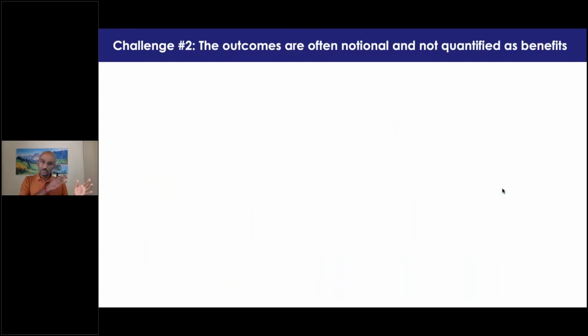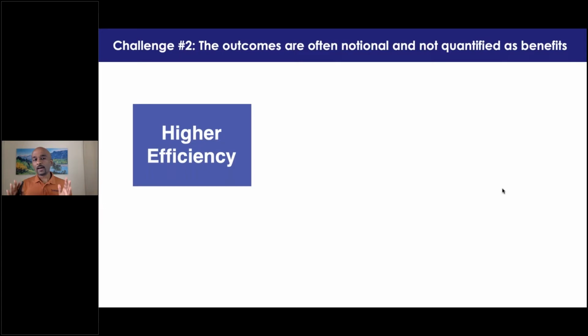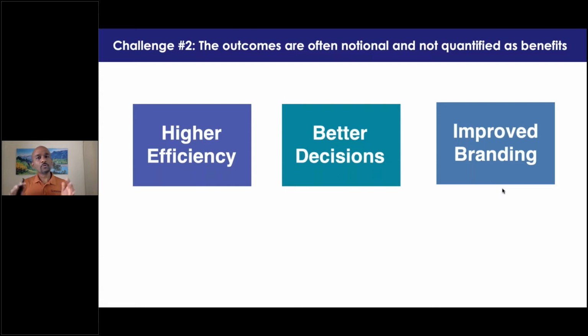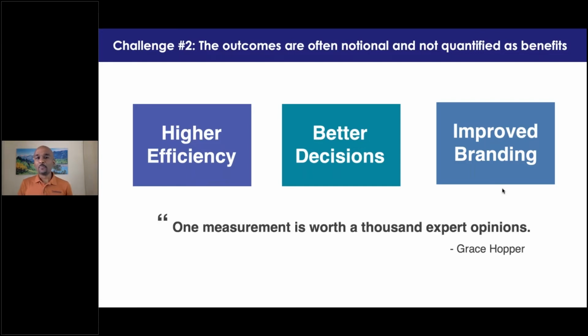Challenge number two, when you manage to do all of these things, the problem is outcomes are often notional and they're not very quantified. This is exactly the problem Smith was facing in our story. We often hear technology teams talking about higher efficiency of their solutions, or this enabling better decisions, or even improving the branding for the organization. What does this all mean if you're not able to put this into a quantified number? I like this quote, a measure is worth 1,000 expert opinions or even perceptions. So quantification of these notional outcomes is challenge number two.